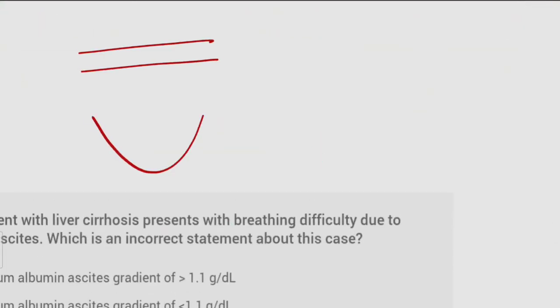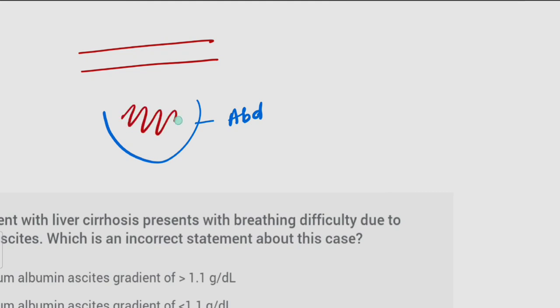So this is your blood vessel, and this is where you have a collection of fluid, ascites is happening, right? Just remember, this is your abdomen. I'll just draw another color. So this is going to be your abdomen, and this is your blood vessel, and you have fluid basically being collected here, and that is going to be your ascites, right?